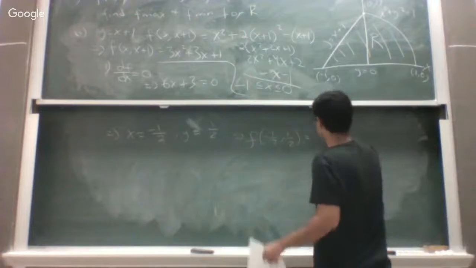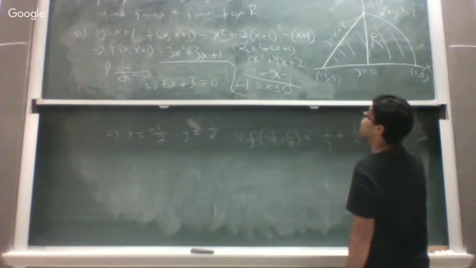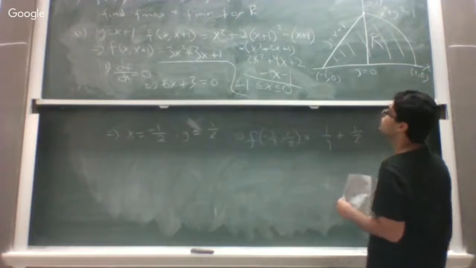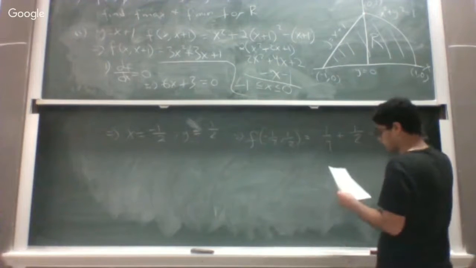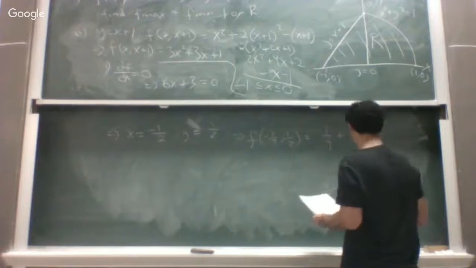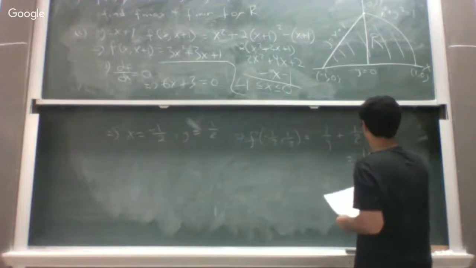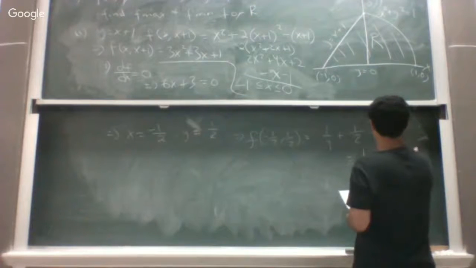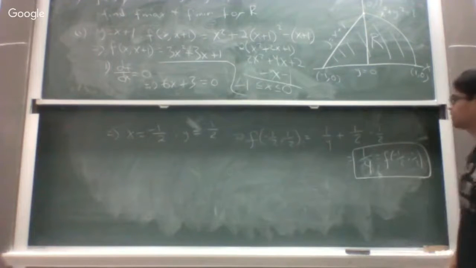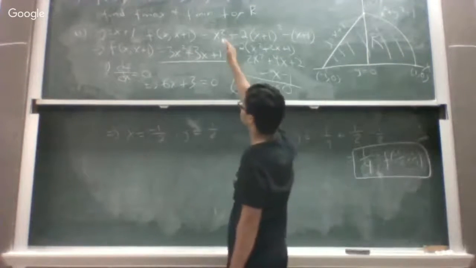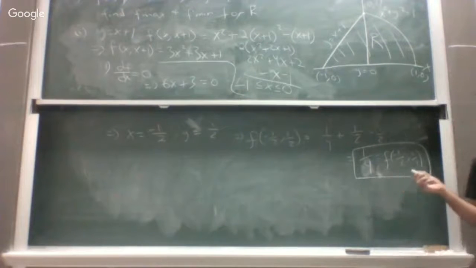So we have 1/4 plus 2 times 1/4, so it's 1/2, minus 1/4, minus 1/2, sorry. So then we get 1/4. I think you can plug them into this function or the top function, but it's just easier to plug them into the top function. So you get 1/4 as your answer.